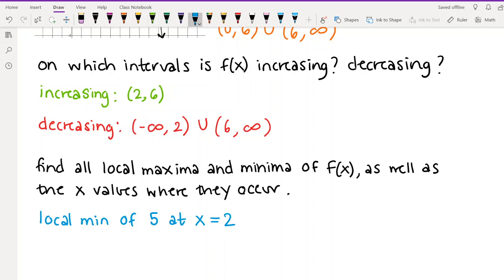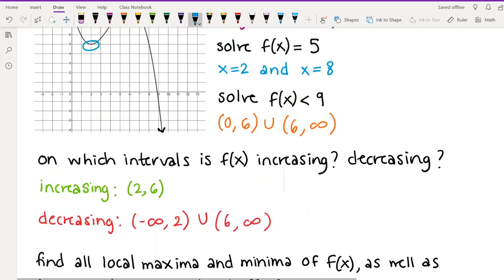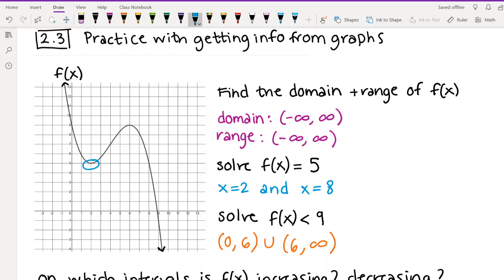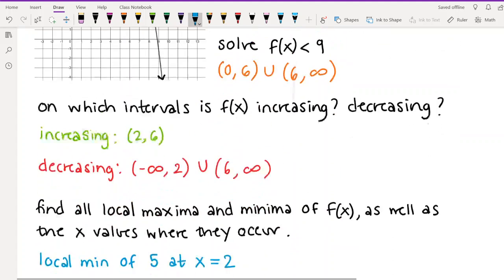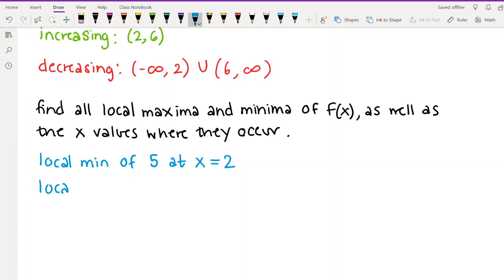And again, we'll see a little more insight about this in the next example, but just remember that when you're talking about a minimum or maximum value of your function, that's always a y value. Whereas when you're talking about where or when that maximum or minimum occurs, that's when you're going to provide an x value. Okay, on the other hand, we have a hill, a peak in our graph at this point. And so that is going to give us our local maximum of 9. And the local maximum of 9 is going to occur when x equals 6. So we have a local max of 9 at x equals 6.